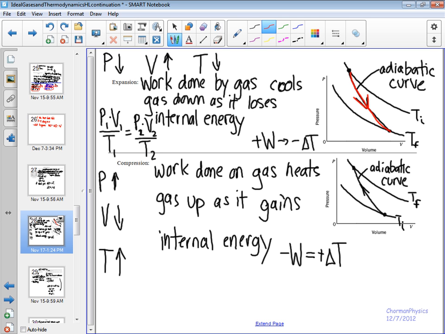So in that case, we're going from a lower temperature to a higher temperature, and the volume decrease comes with an increase in pressure, and that's what it is going to look like. So that is our adiabat for a compression.